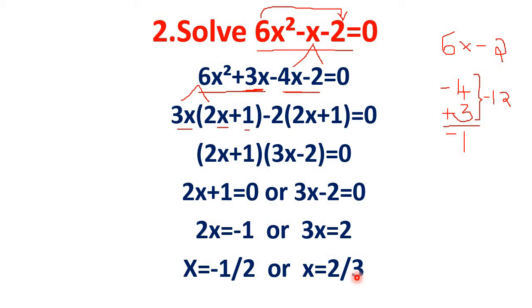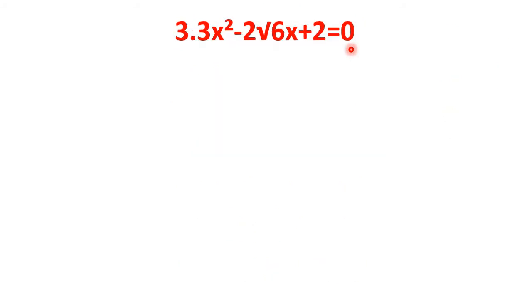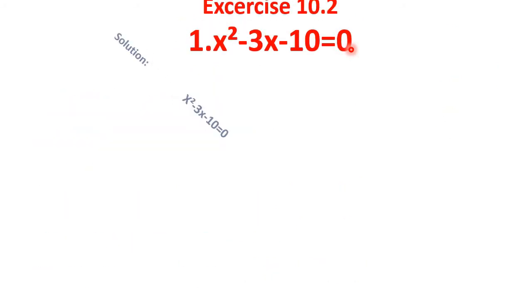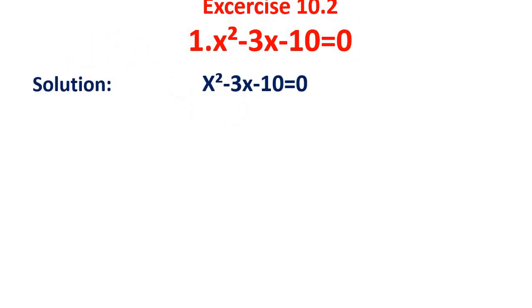So these are the roots of the quadratic equation 6x square minus x minus 2 is equal to 0. Now let us take the problem. X square minus 3x minus 10 is equal to 0. Now let us write the problem as it is.